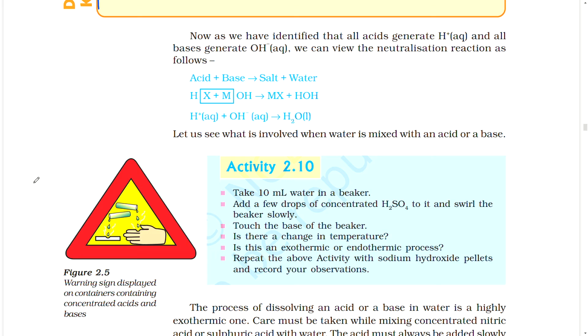Let us see what is involved when water is mixed with an acid or a base. Activity. Take 10 milliliters of water in a beaker, add a few drops of concentrated H2SO4 to it and swirl the beaker slowly. Touch the base of the beaker. Is there a change in temperature? Is this an exothermic or endothermic process? Repeat the above activity with sodium hydroxide pellets and record your observations.